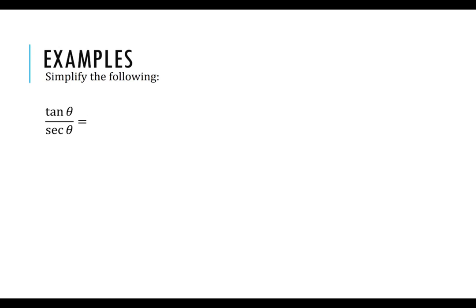So, tangent of theta divided by secant of theta. Well, part of me thinks I want to turn everything into sine and cosine. And so I'm going to use the quotient identity to rewrite tangent. And so tangent is really sine of theta divided by cosine of theta. And then I'm going to rewrite secant as 1 divided by cosine of theta.